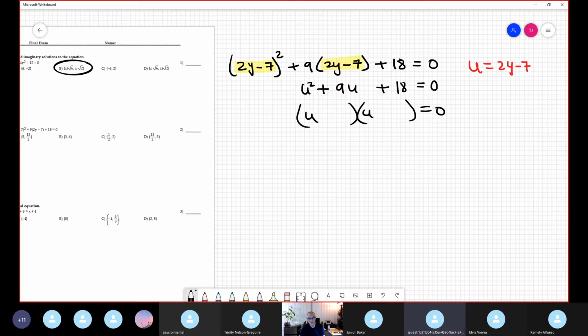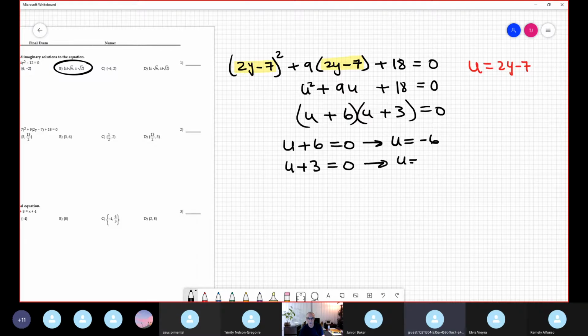You see that this problem is easy. The quadratic formula is not necessary. The combination is 6 and 3. 6 times 3 is 18, and 6 plus 3 is 9. Both plus. So one solution is -6, and another solution is -3. And this is the answer.